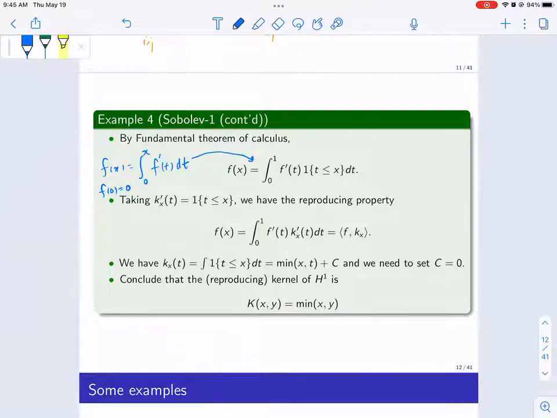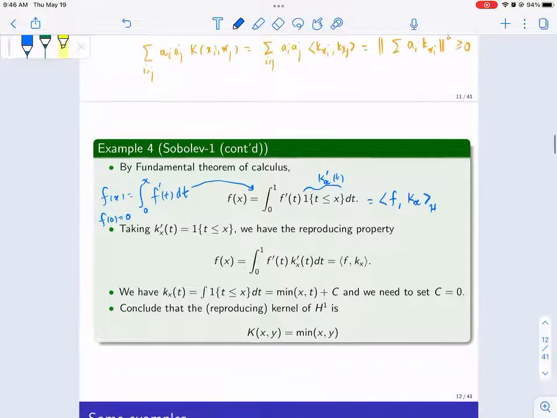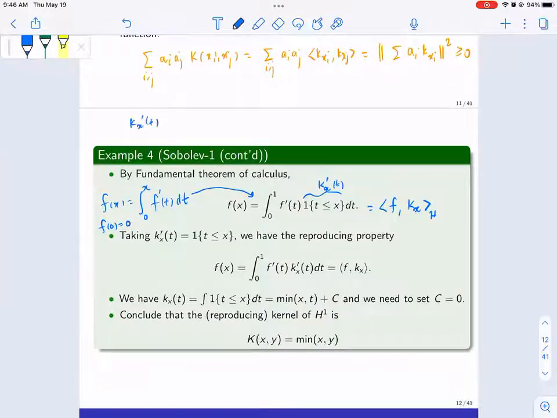So this is the same as this. And then if you recall, the inner product was basically this inner product with the derivative of something. So if I write this as some function k_x'(t), then this would be the inner product of f and k_x. This is the Hilbert space norm. So if I manage to find a function whose derivative is this, then this would be the representer of evaluation. And that would be my kernel, that defines my kernel. And so in order to do that, you just have to find a function whose derivative is 1 for t less than or equal to x.